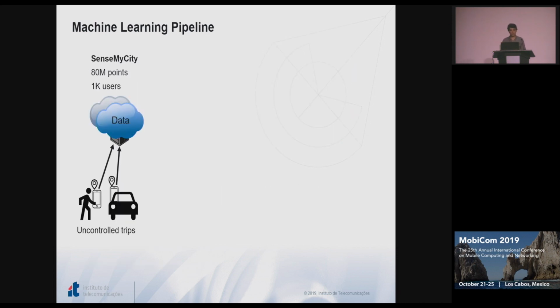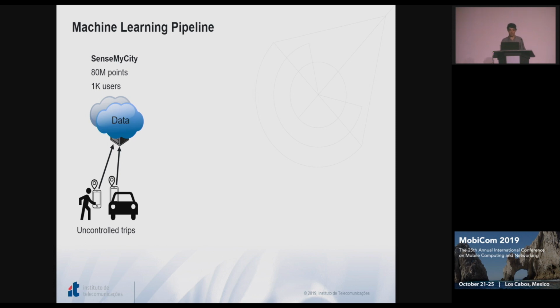Our solution consists of a machine learning pipeline. It always starts with data, and we have lots of them. A few years ago, we developed Sense My City, which is an Android-based data collection platform, collecting data from standard smartphones of any users that wish to install the application. We collected around 80 million points from 1,000 users in the city of Porto, but that data is completely uncontrolled.